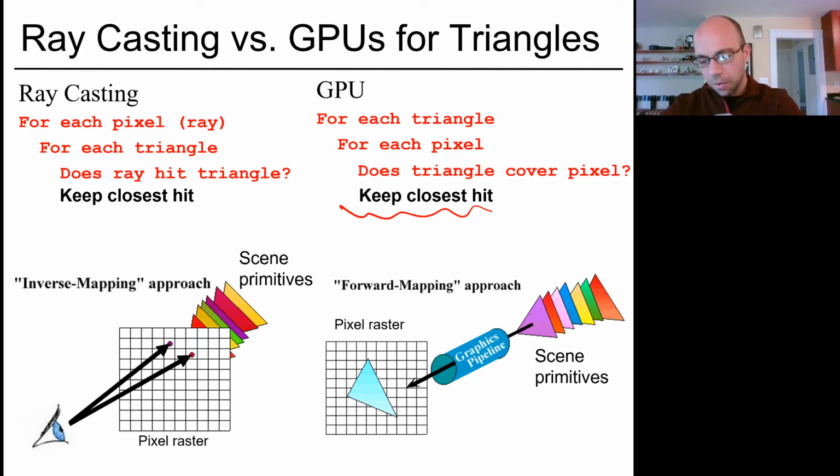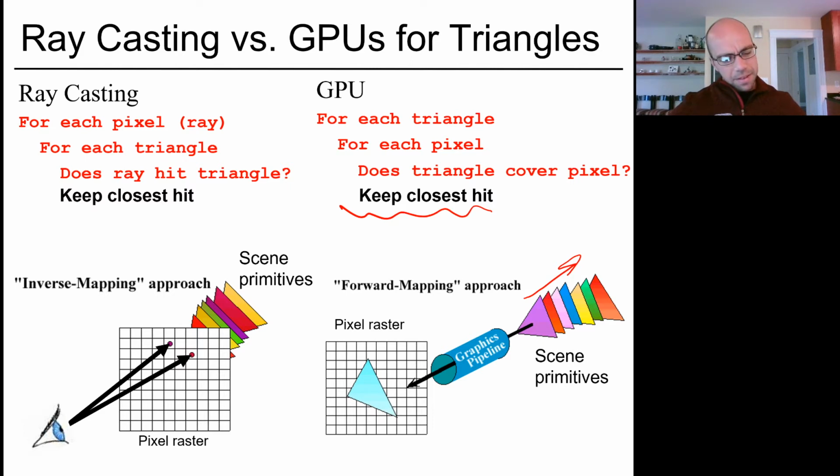grabbing every triangle one at a time and then figuring out which pixels are inside of that triangle on the computer screen, as opposed to iterating over all the pixels and figuring out which triangle the ray through that pixel intersects. This is not quite the same as forward ray tracing. Obviously, forward ray tracing is much more complicated, but in some sense, it is a forward mapping approach.